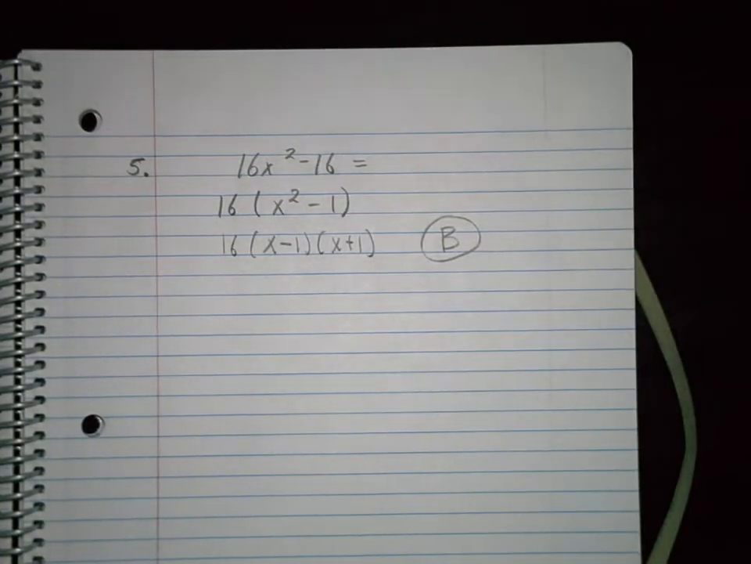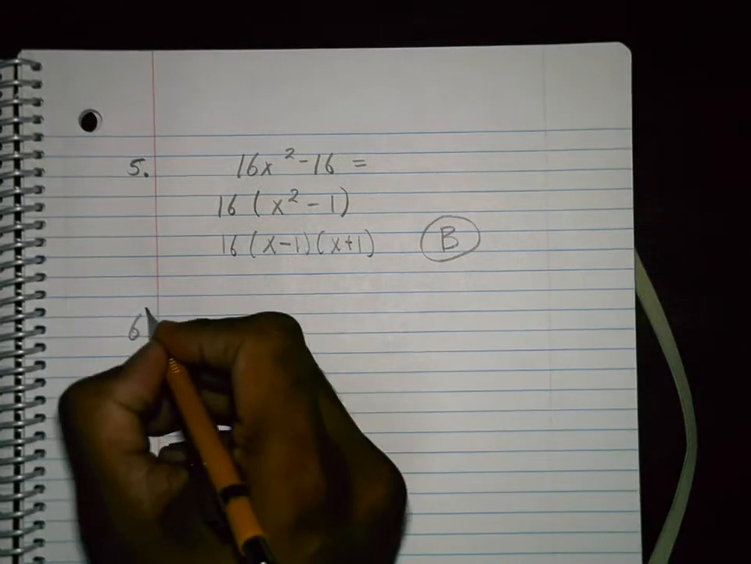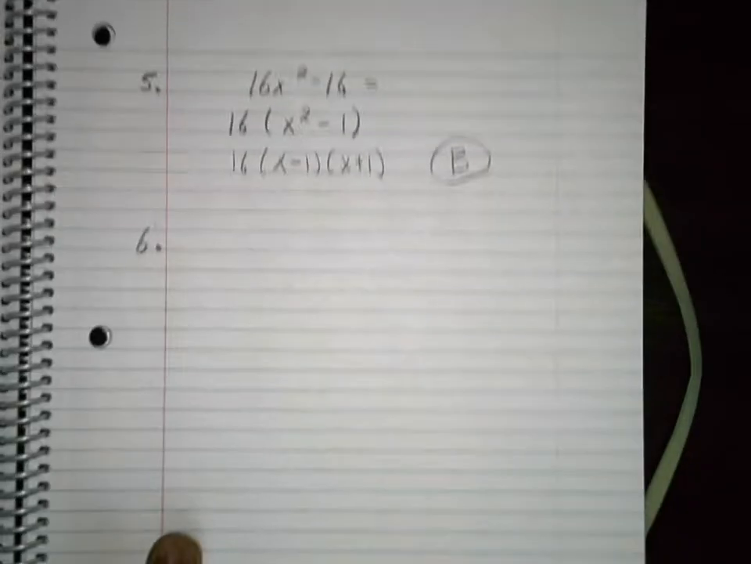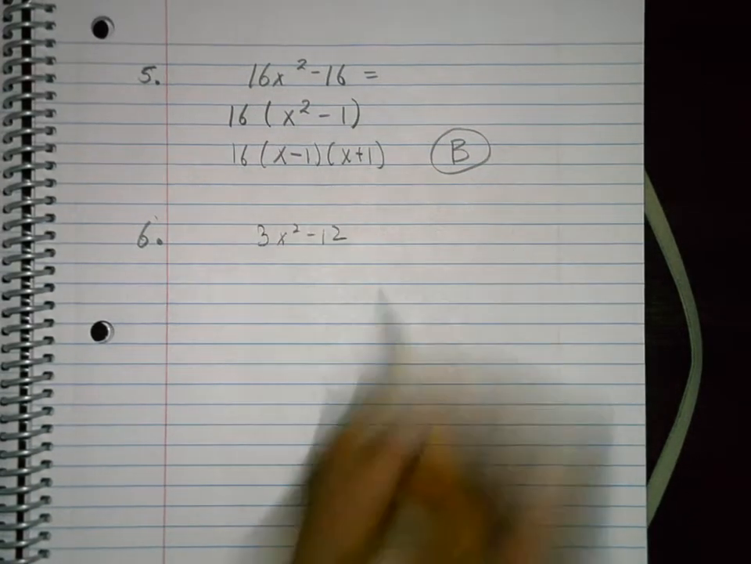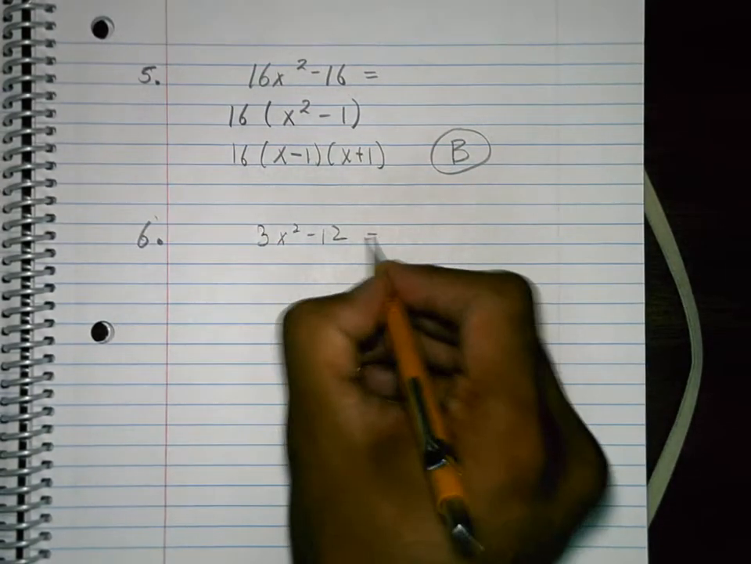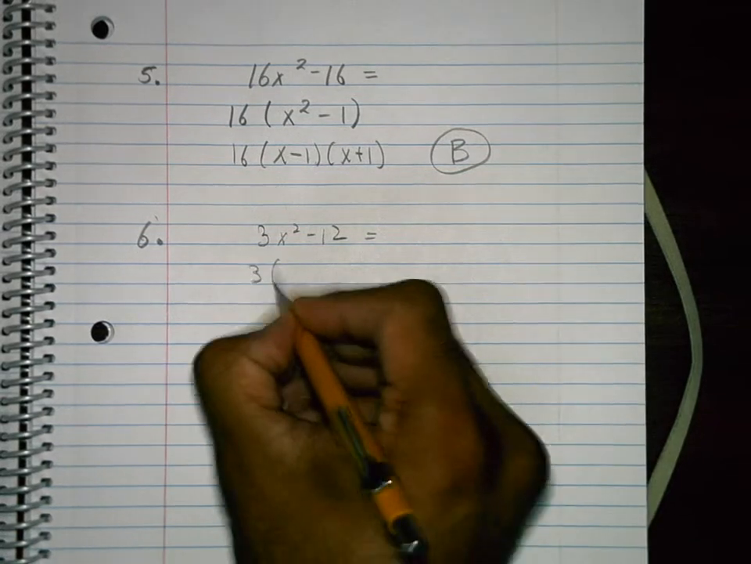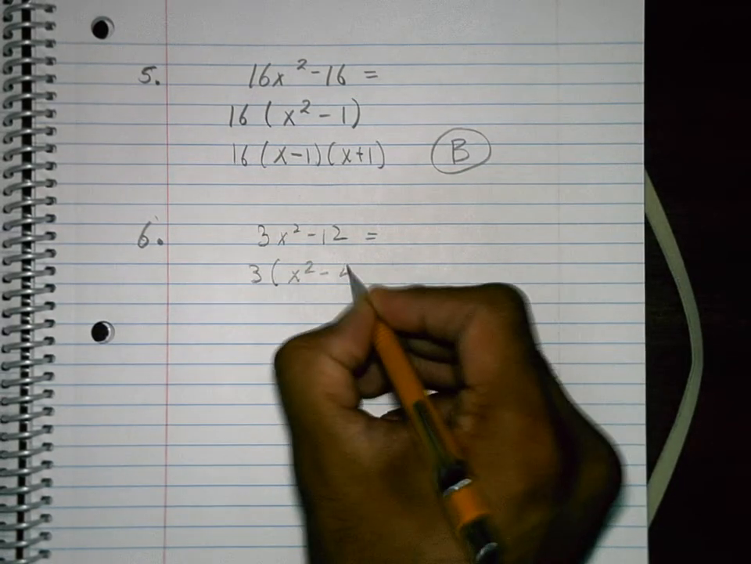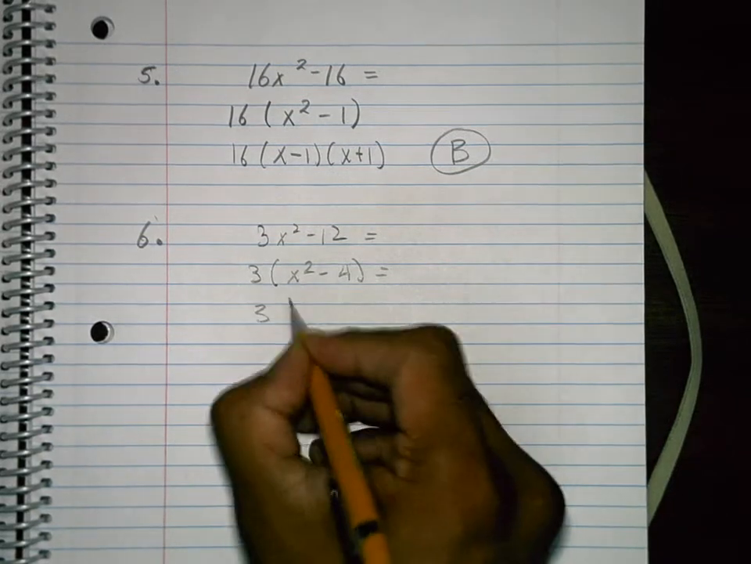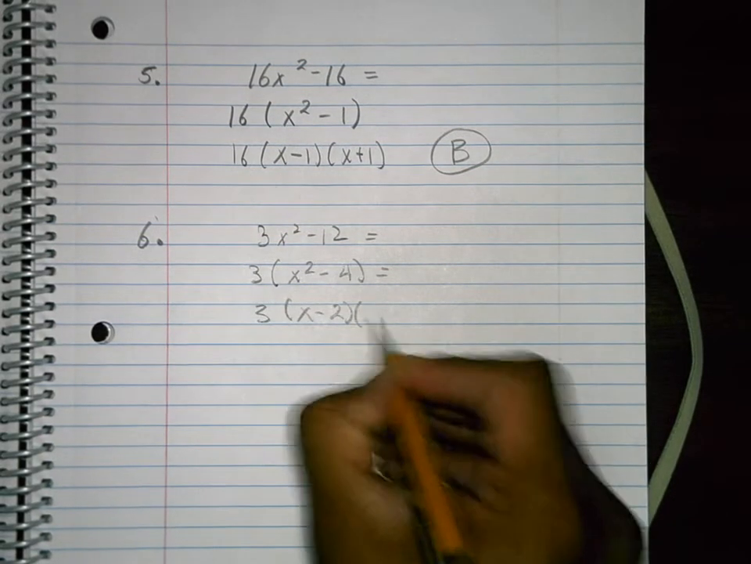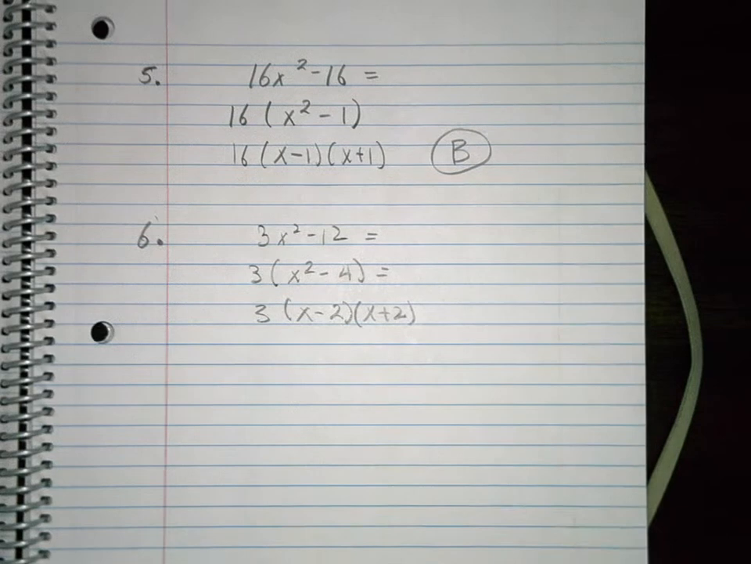Okay. Number 6. Now we're getting to some more factoring. And number 6 says 3x squared minus 12. Same thing here, GCF first. Right, I took a 3 out of both terms. Now I realize I have a difference of squares. There's my answer.